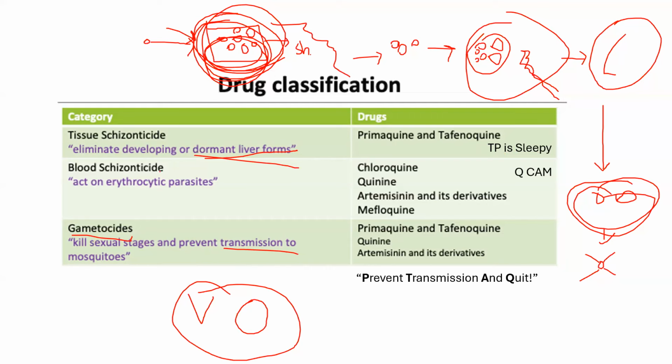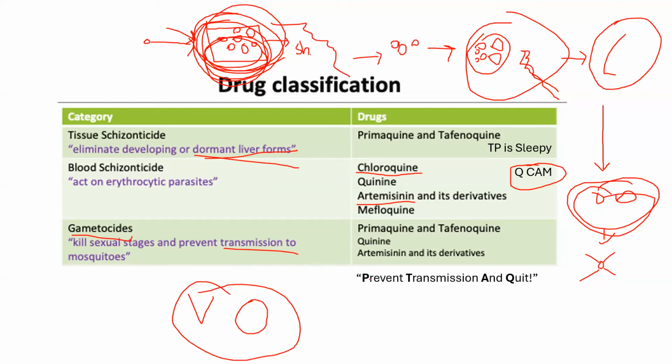For the erythrocytic parasites, QCAM, as in cue the cameras. So Q is for quinine, C for chloroquine, A for artemisinin, and M for mefloquine. These are all the drugs that work on the erythrocytic phase. However, we mainly use chloroquine and artemisinin. This is the therapy or regimen that we usually use for the patients.